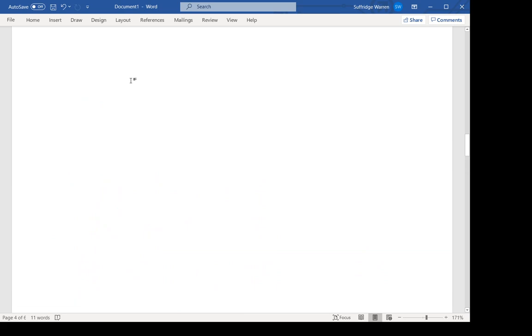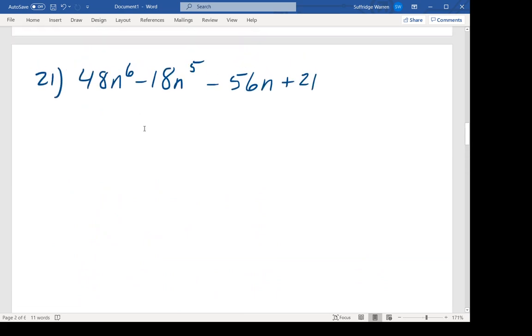Alright, what about 21? So looking at this, what do you notice immediately? Hopefully you notice you have a minus right here between the two different binomials, so I want to change that to plus so that I can then group it. So I'm going to start by rewriting this as 48n to the 6th. I'm going to rewrite this as plus negative 56n, and then we have the plus 21. So now we can group it.